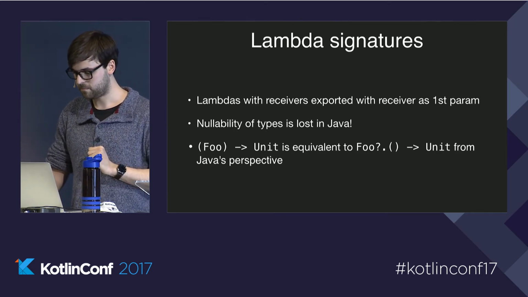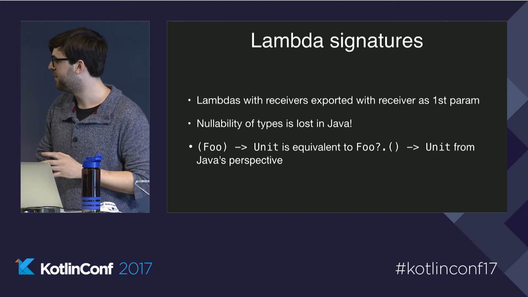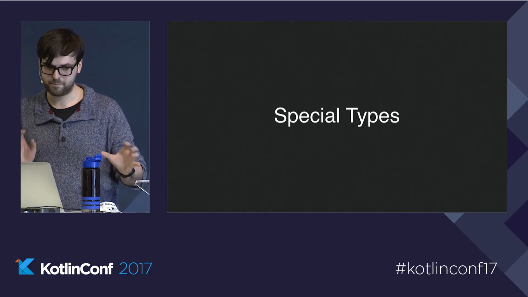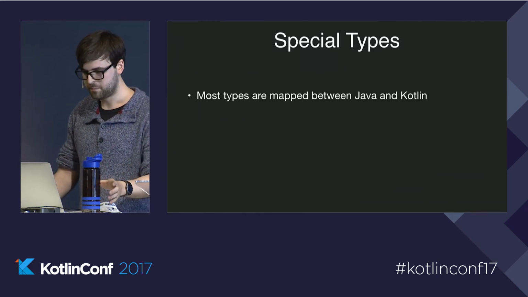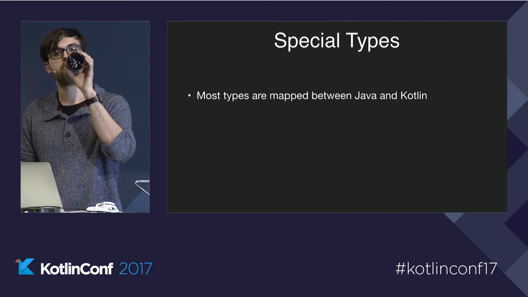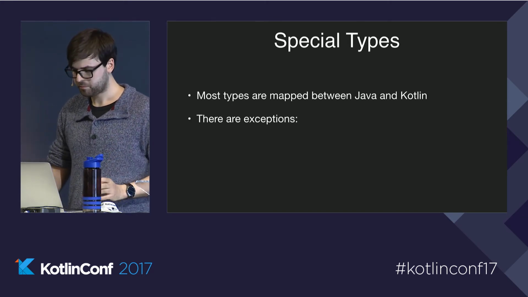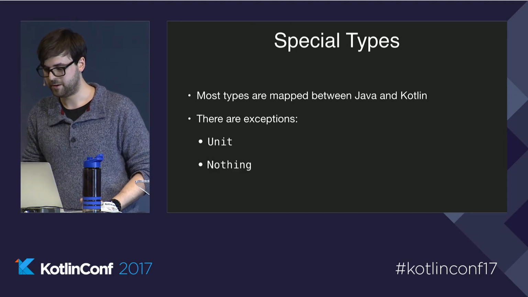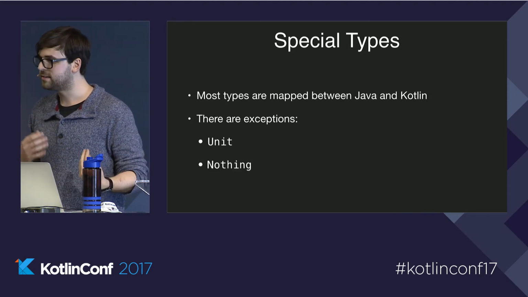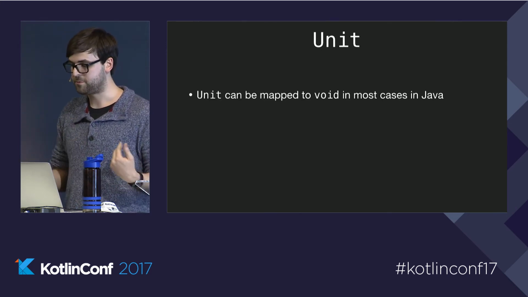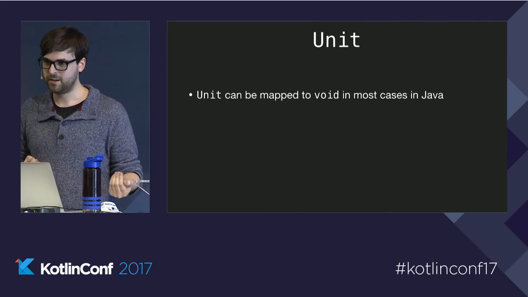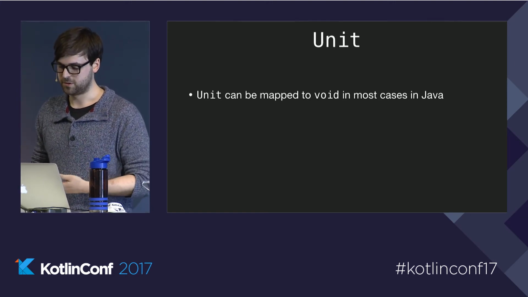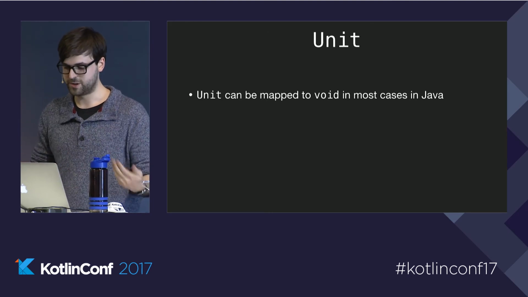Let's talk about a few special types. This is not a real term. I just kind of made this up. Most types are mapped properly between Java and Kotlin, but there are a few weird types, right? There's Unit, and there's Nothing. These are 2 kind of weirdish types. So let's talk about them a bit. Unit is kind of the equivalent to void, and it's usually mapped to void. So for example, if you have an on-click listener in Kotlin that returns Unit, when your Java goes to implement it, it'll have to return void, right? And your Java will be happy.